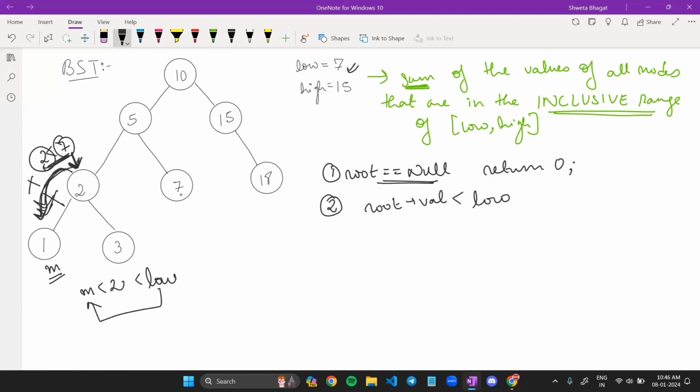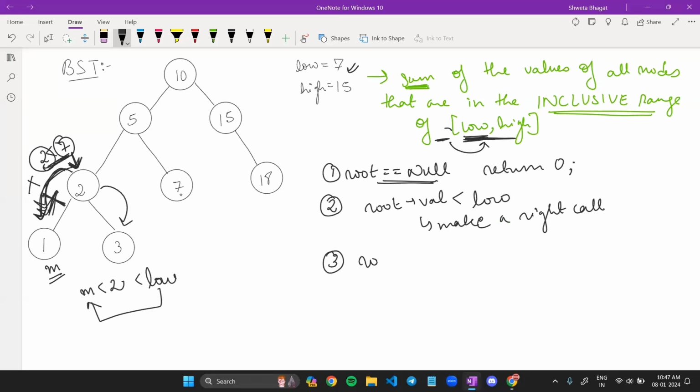So we will prune this call. Okay, we'll cut this call. We won't make this call. So if the root's value is lesser than low, it means that it is not falling in our range of low to high because it's lesser than low, right? It won't fall in this range. So what we are going to do is we are not going to make a left call. So we'll simply make a right call.